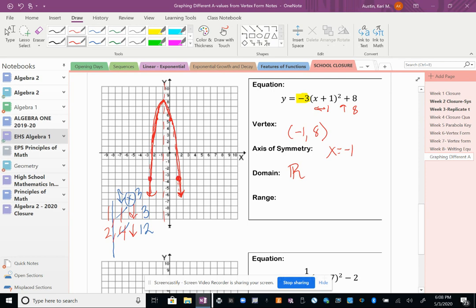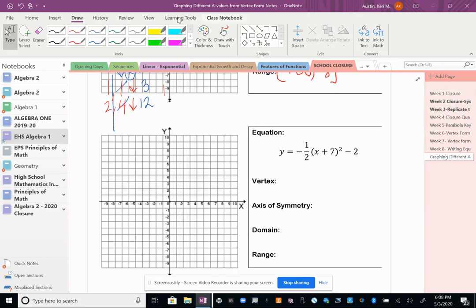I'm just going to make those dots bigger so it looks like I'm doing a good job of hitting those. Okay, the range, this time the lowest is -infinity. You always got to put the lowest first, and it goes all the way up to 8. This time it has a max but no min because it's going forever and ever towards -infinity. All right, last one, here we go.